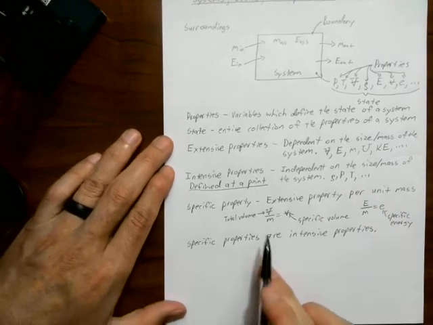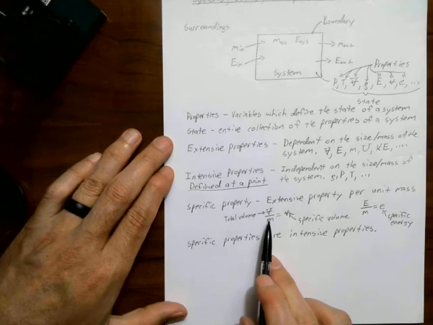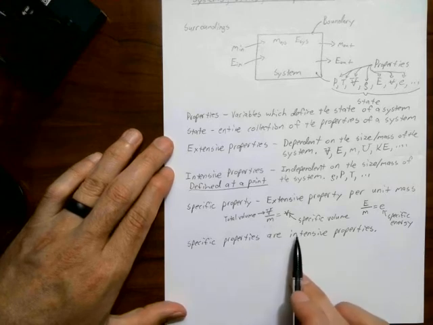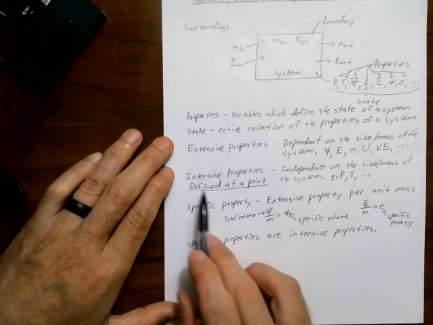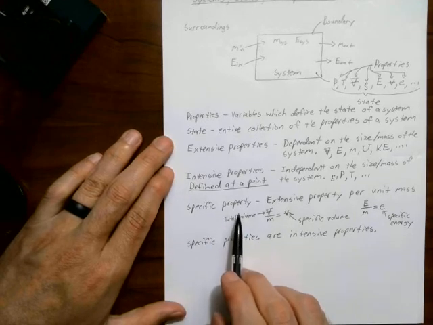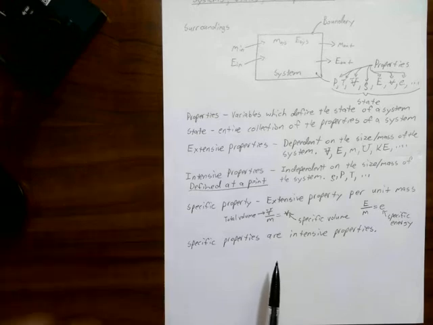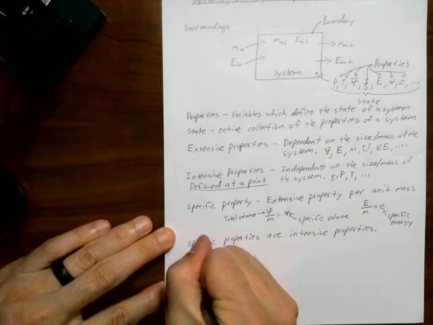So if I take an extensive property and express it on a per unit mass basis, it becomes an intensive property. So specific properties are intensive. All right, so the state postulate.